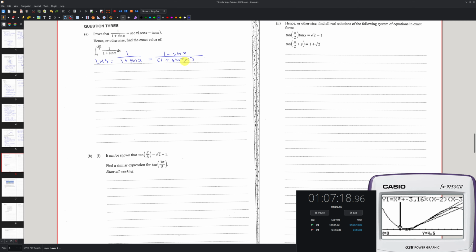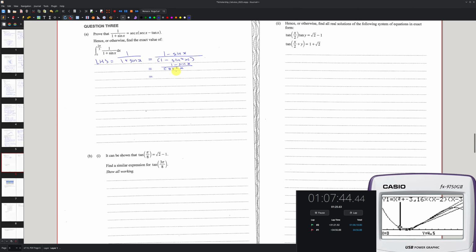1 plus sine squared x. There's a formula for this. Wait, no, no. It's 1 minus sine squared x. Yo, guys, we're cooking. And then this is just cos squared x, right? Cos squared x.